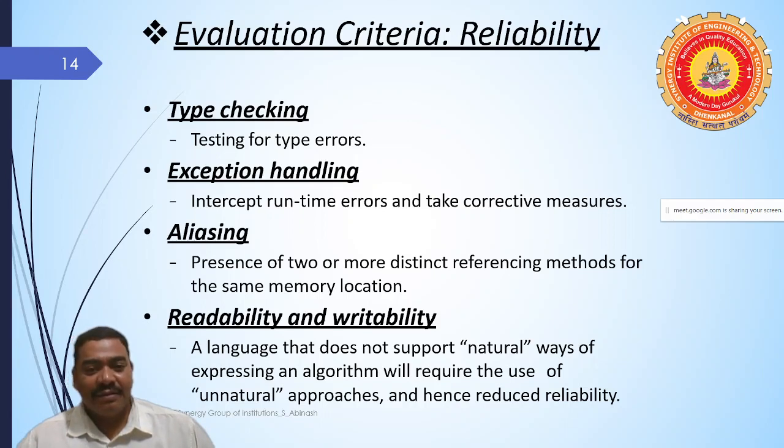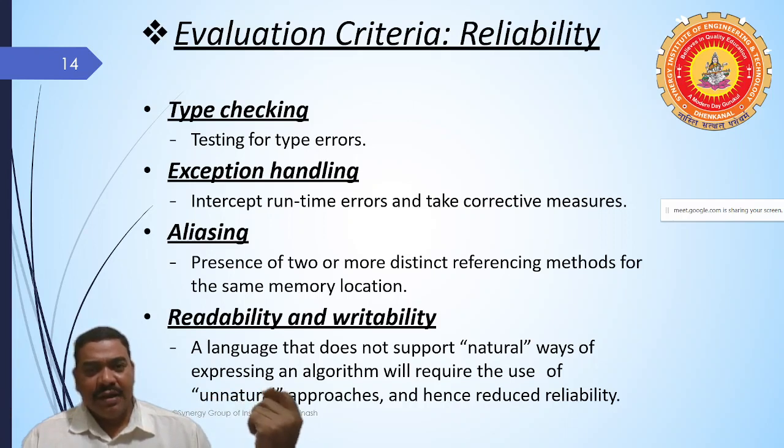Aliasing, that is referencing. Aliasing means a new name is given to the existing identifier. So that is the presence of two or more distinct referencing methods for the same memory location. You can refer to the same memory location in more than one way by giving new references.